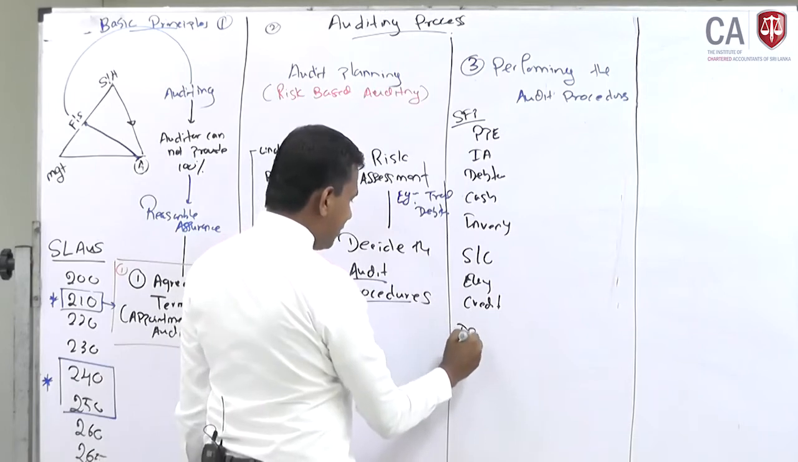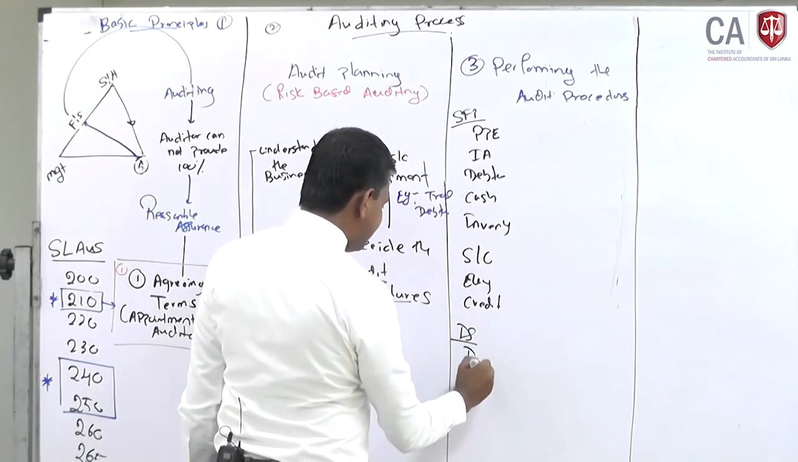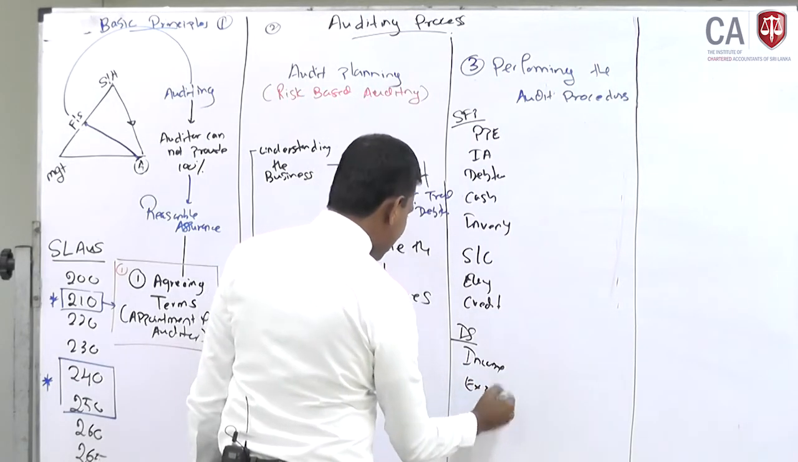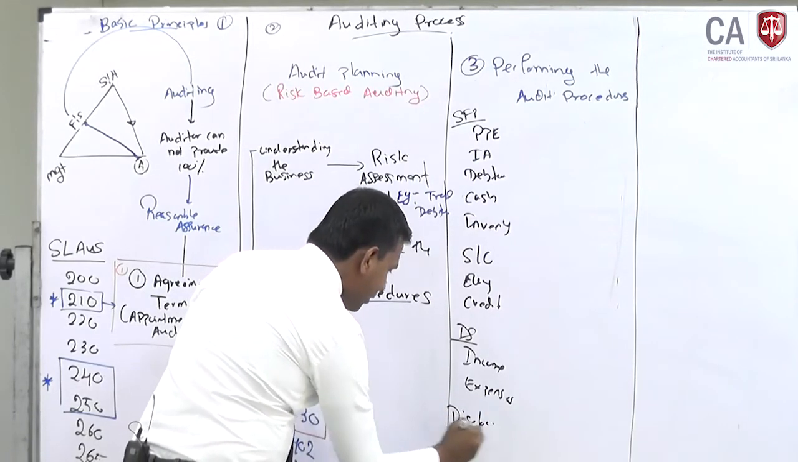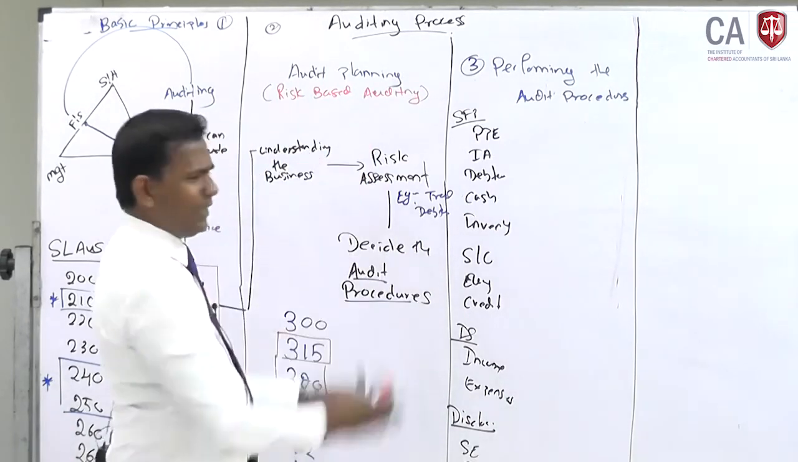And in the income statement, you can see income and expenses. On the disclosure side, you can see subsequent events, going concern, and so on. Likewise, there are many.